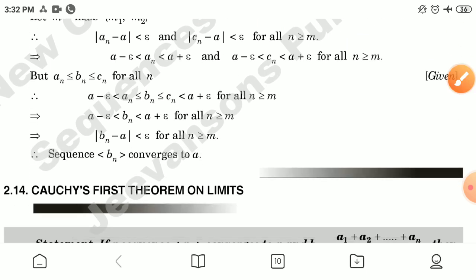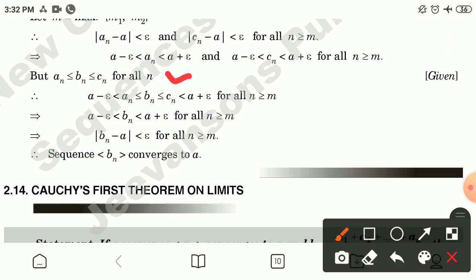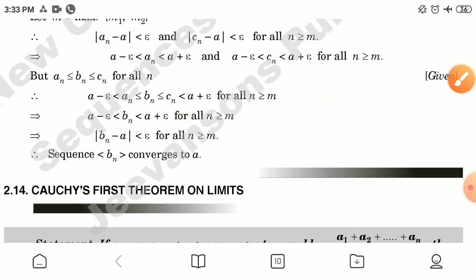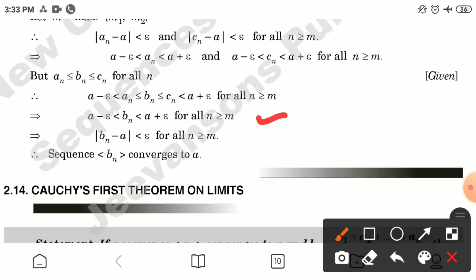But it is given that b_n is between a_n and c_n. Therefore, by the above we are able to say b_n will also be between a minus epsilon and a plus epsilon for all n greater than or equal to m. Or rewriting, |b_n minus a| is less than epsilon for all n greater than or equal to m. Therefore we can say b_n converges to a.